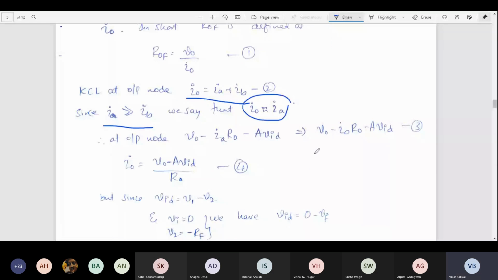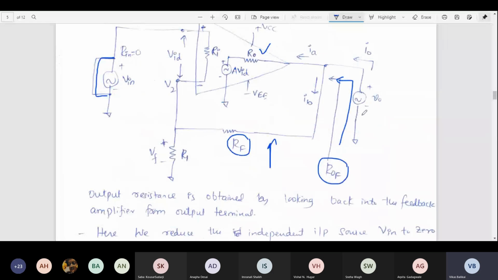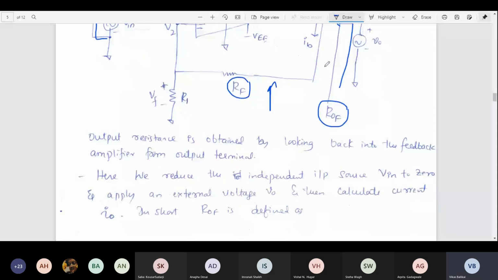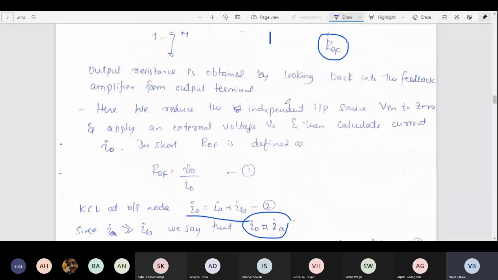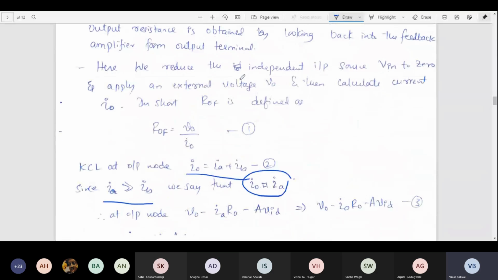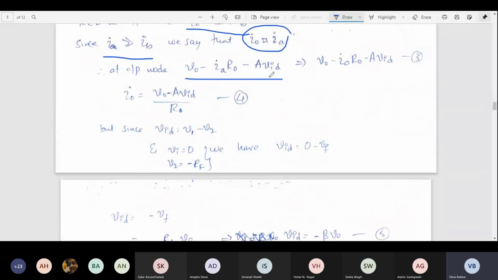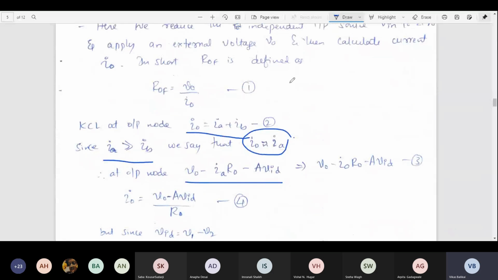Now let's figure out the output equation that I'm going to obtain from the output side, looking at the output source. If I apply Kirchhoff's law, I get plus V naught minus IA times R naught, because the other term has been ignored due to low current, minus A times VID. So that's the equation I'm going to obtain. Look here: V naught minus IA times R naught minus A times VID. That's what this path gives me.